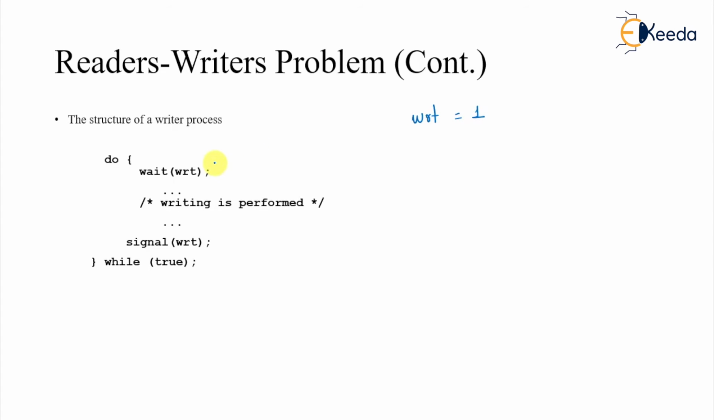This is the structure of a writer process. A writer will say wait on WRT, and if it is the first one to execute wait WRT, it will make WRT 0, perform the write operation, and on exit it will signal, and that will make WRT back to 1.